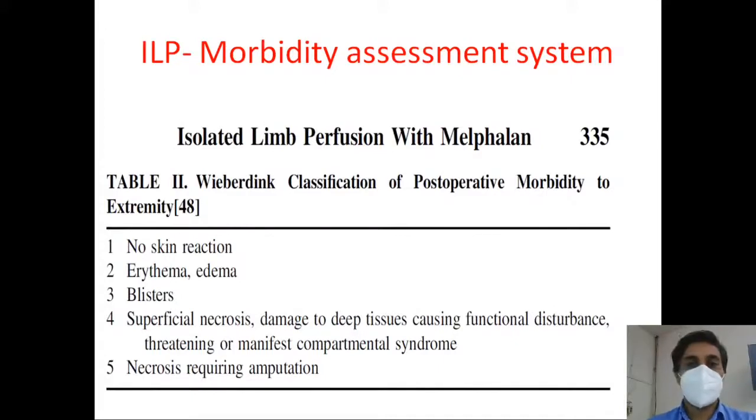The morbidity of the ILP is usually measured by the Wieberdink classification system. It contains five grades of toxicity, and grade 5 consists of necrosis requiring amputation.